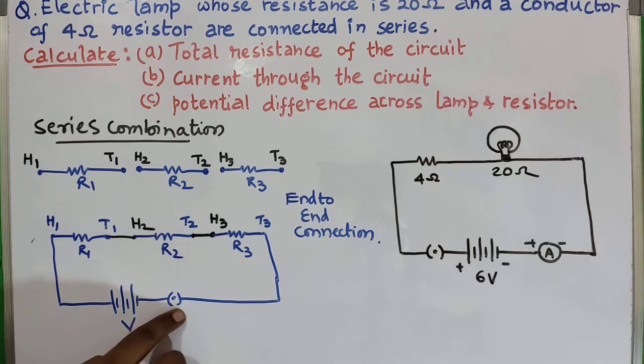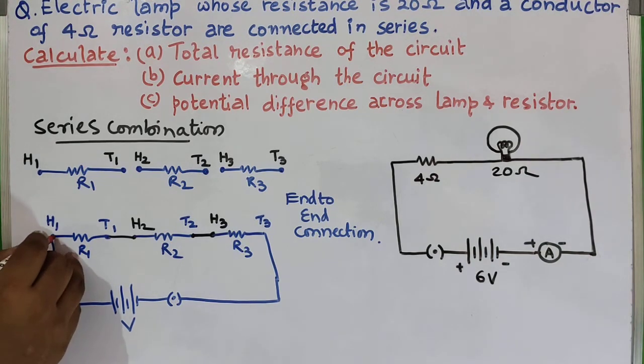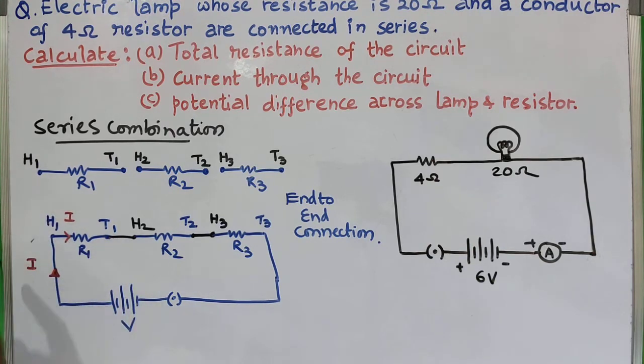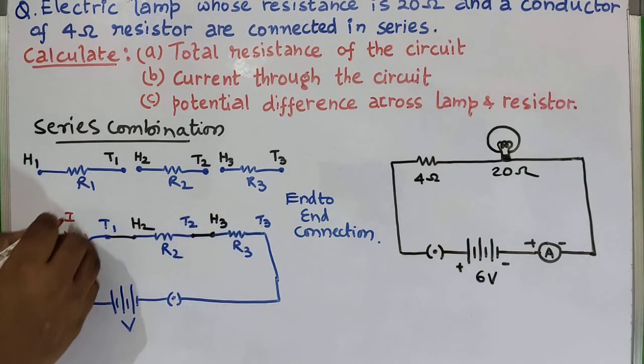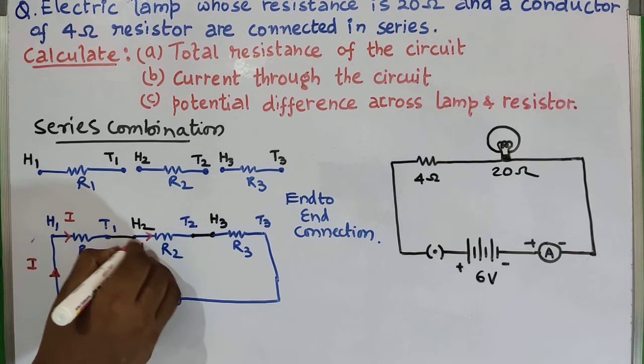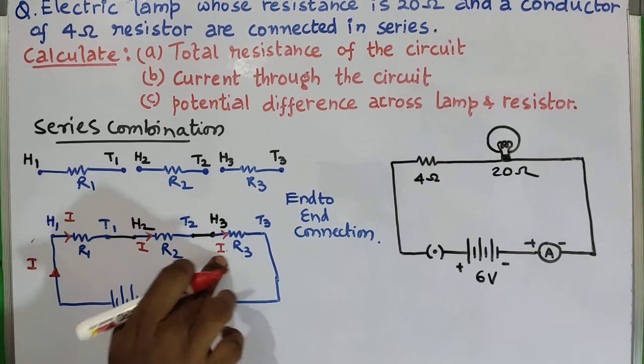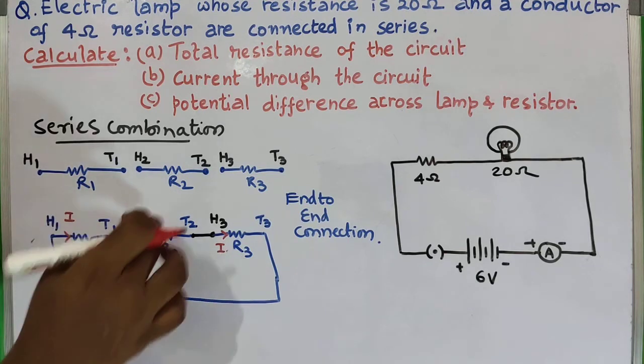So when the key is closed, then what would happen? When the key is closed, current would start flowing through the circuit. Alright, so let the current be I. Now you see here, when this current comes to H1, which current is passing through R1? It is the same current, because the current does not have another path to flow. So current has only this path. So the current passing through R1 is I. Then the current passing through R2 is also I, and the current passing through R3 is also I. So the same current is passing through all the resistors.